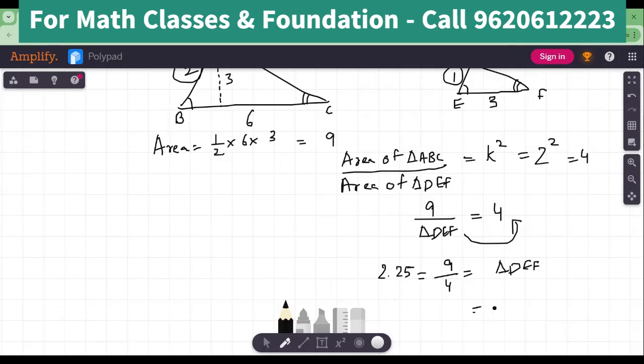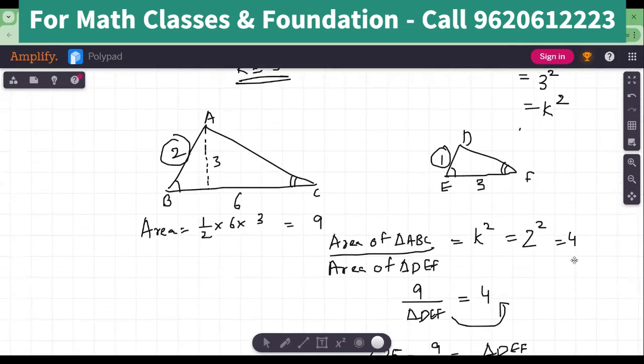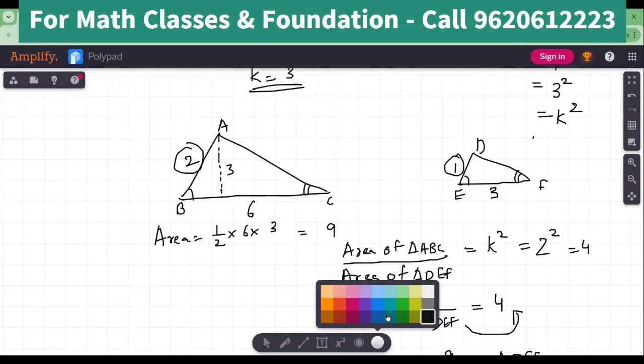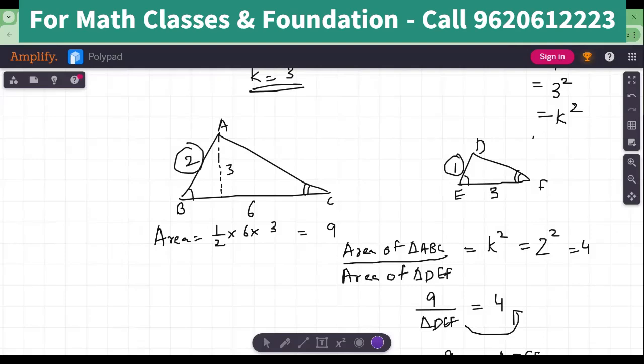Now, the area of the triangle is given by half times base times height. When I solve this, I can get the height of the triangle I was trying to find here. I could not find out what the height is. This height I did not know. Using this proportionality, I can find out the height also.